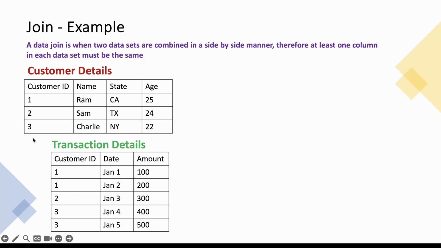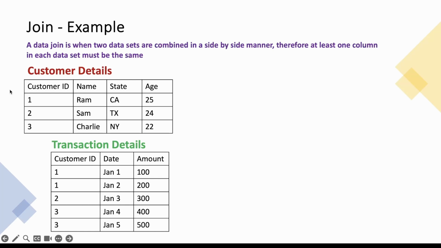One of the key differences between these two tables is that the first table is unique at a customer ID level, which means that for each customer you only have one record. The second one is unique at a transaction level, so each customer can have multiple records. As you can see, you have two records for customer 1, one record for customer 2, and two records for customer 3.